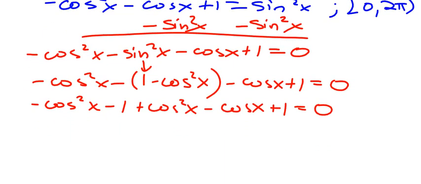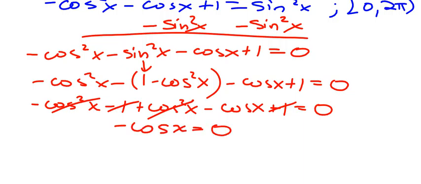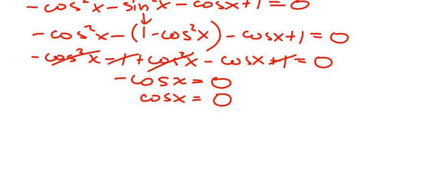Oh, wait a minute. I can combine some like terms here. The negative cosine squared of x and the positive cosine squared of x cancel. The negative 1 and the positive 1 cancel. And I'm left with negative cosine of x is equal to 0. This is a very simple solvable equation. I would divide the negative across to get rid of that. I get cosine of x still equals 0, because 0 divided by negative 1 is still 0.